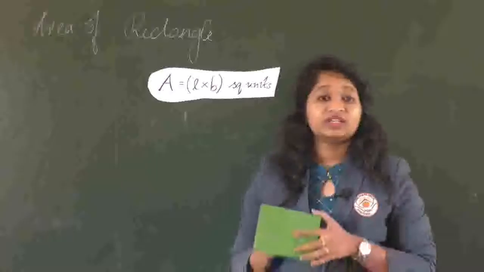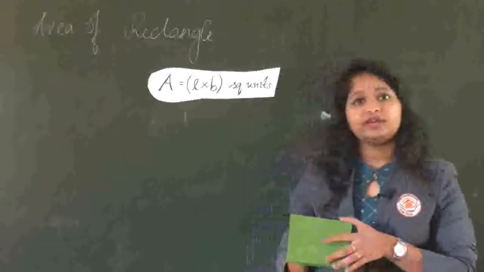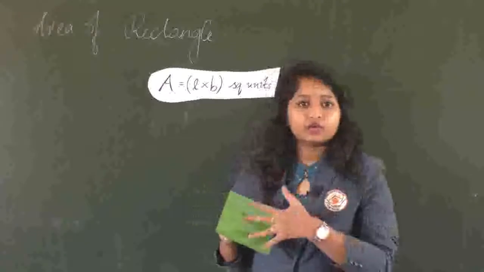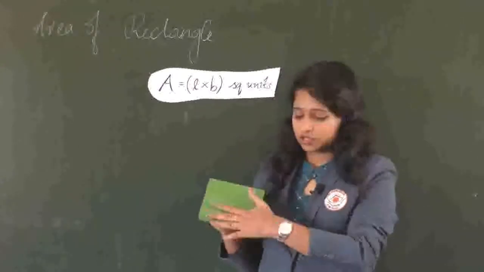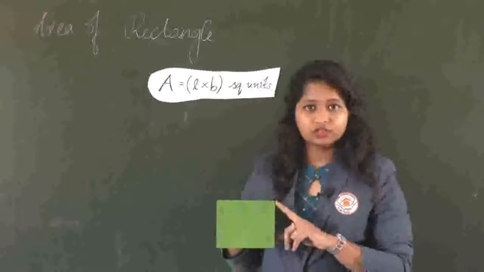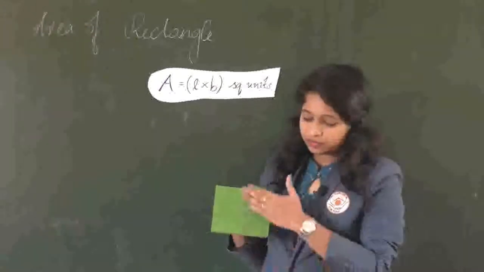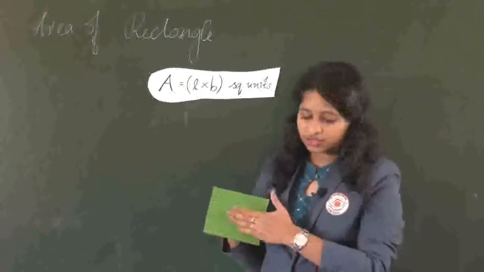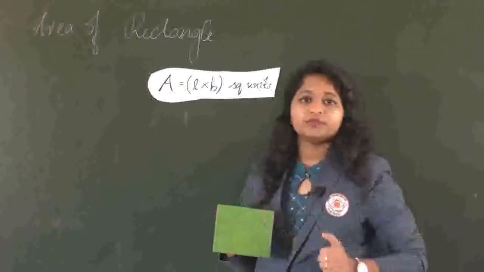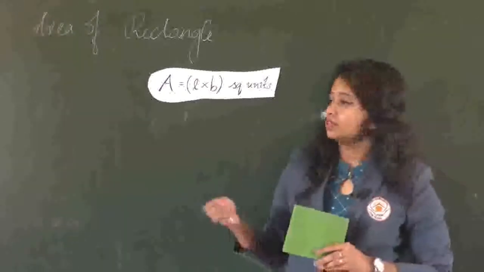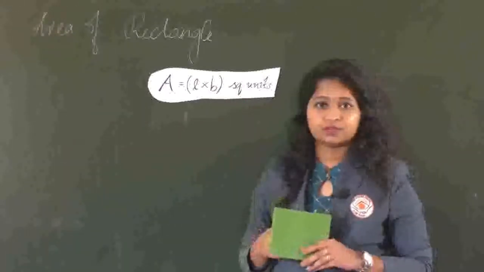Okay. Next, let's move on to area. The amount of region enclosed within a closed figure is called area. So here you can see a closed figure, and the region enclosed within this boundary is called area. Okay. And the unit of area is square units.